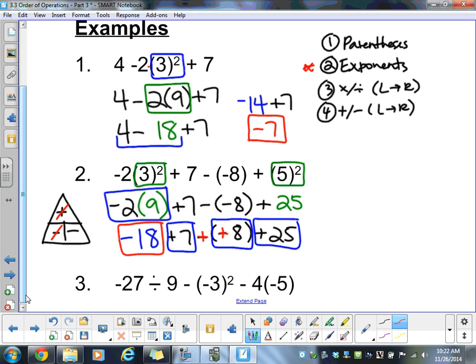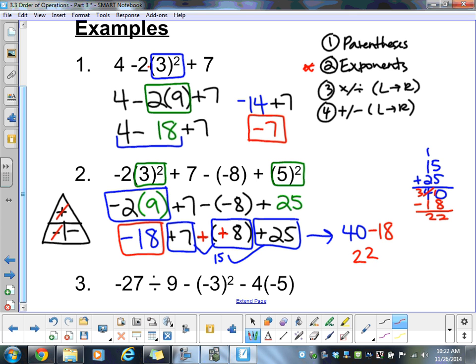So if I look at all my positives or my good guys, I have 7 plus 8, which gives me 15. And I'm adding on another 25. So 15 plus 25 is 10, carry the 1, 40. So I have 40 good guys, and I have 18 bad guys. So if I do 40 minus 18, I'm going to get an answer of 22 good guys, or positive 22. Okay?